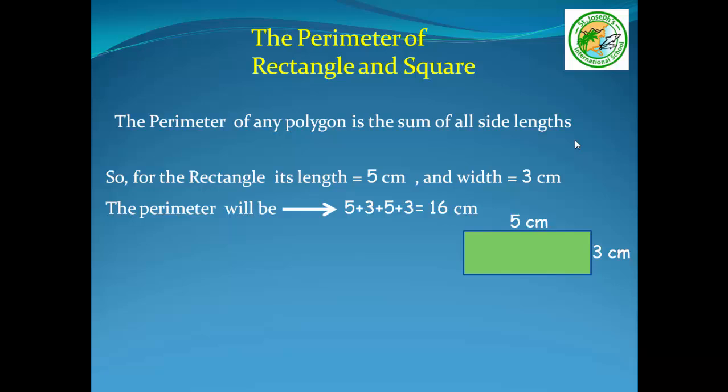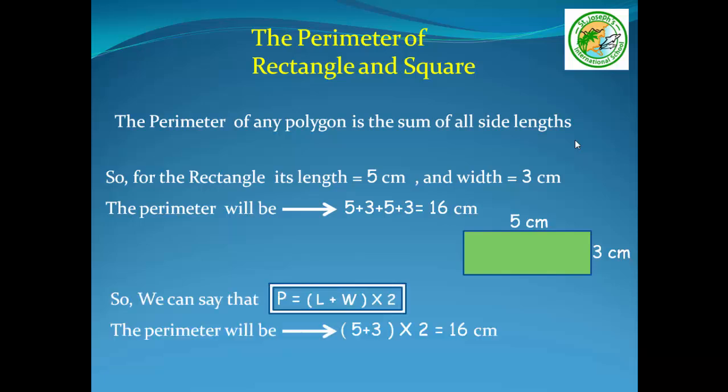That means we add 2 lengths and 2 widths. Length plus width and length plus width. That means that length plus width is repeated 2 times. From this rule, we can say that perimeter equals length plus width times 2. This is the rule to get the perimeter of any rectangle.